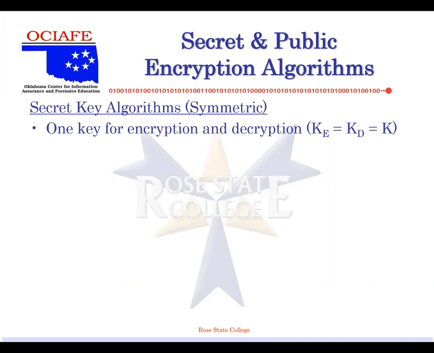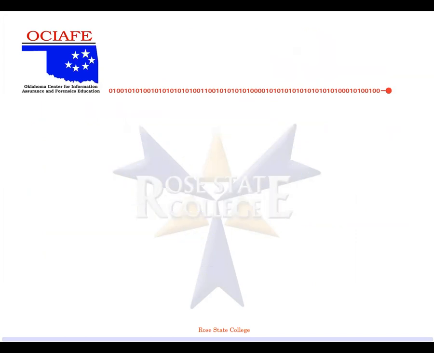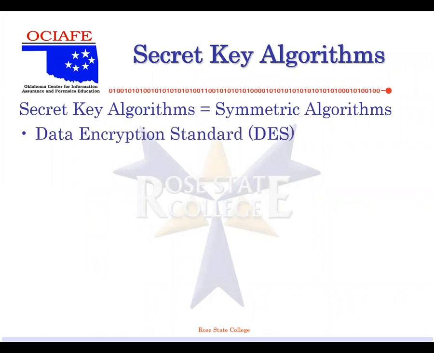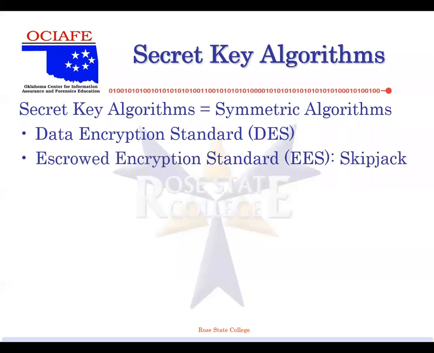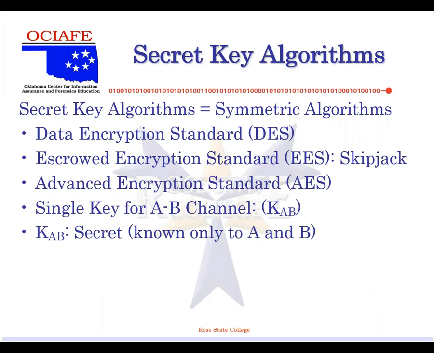Okay. Symmetric or secret key: one key for encryption and decryption, same as we talked about before. Asymmetric, you use different keys, one to encrypt, one to decrypt. You all should have done the PGP exercise, so you'd be good there. Two keys per user. Now secret key, also called symmetric algorithms, the same key for encryption and decryption. DES, or the Data Encryption Standard, is one of them. Skipjack is another. AES is another. Single key for both channels. There's a secret key known only to A and B, and then you basically encrypt with it.